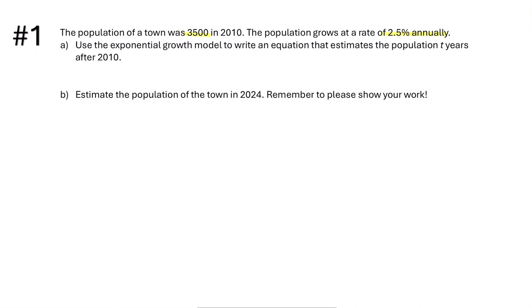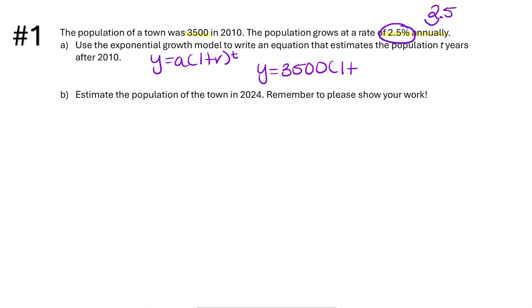So remember, the exponential growth model is going to be y equals a times 1 plus r to the t. In this case, our a is going to be 3,500 because that's our starting value. So we write 3,500 times 1 plus, and then r is going to be this percentage, but written as a decimal. So we're going to take that 2.5 and move the decimal to the left 2. So it's 1 plus 0.025 to the t.